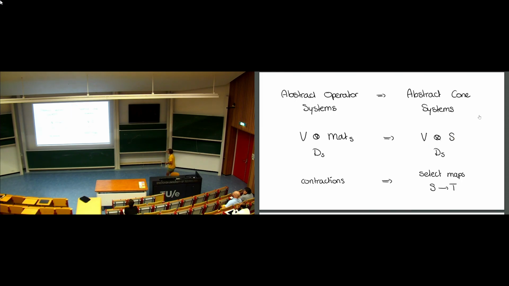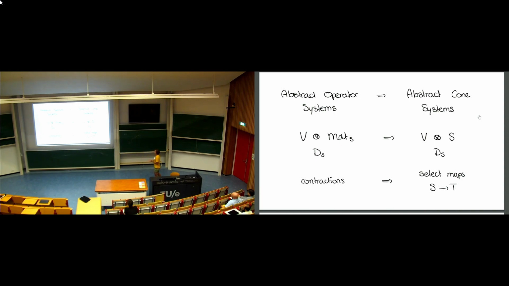So what do we need to change, really? Well, before our abstract operator system, all these cones lived in V tensor matrices of a certain size S. Now these have to become some other vector spaces that I just call S. And instead of contractions that I used to map in between these cones, I have to select some other type of maps to connect these cones. So I have to come up with something.